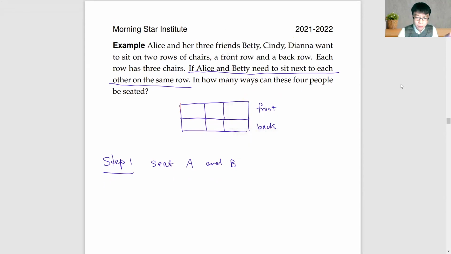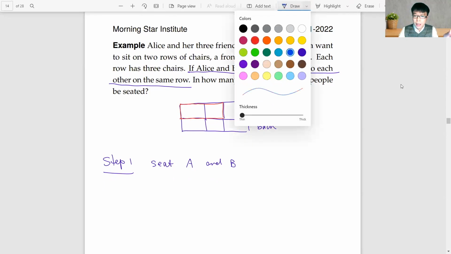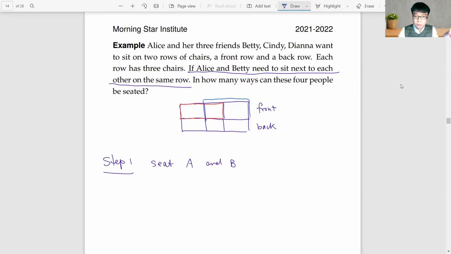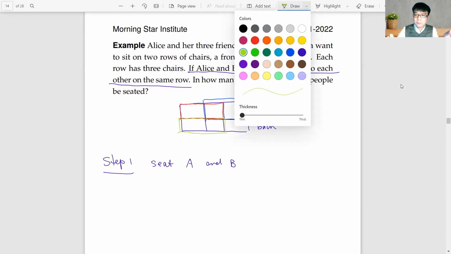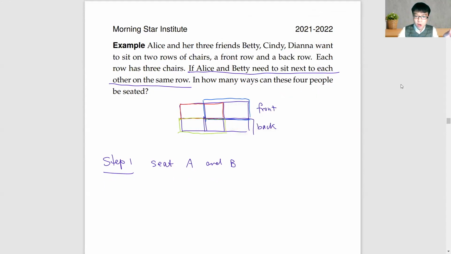We have these 2, Alice and Betty, next to each other on the same row. Also, we might have these 2 seats. Or we can have, let me just highlight this, make sure you don't get confused. Last one. So there are totally 4 pairs of seats. That means for A and B's seats, there are 4 choices.